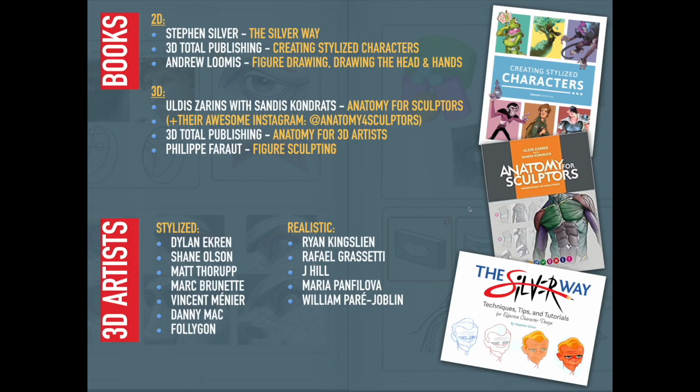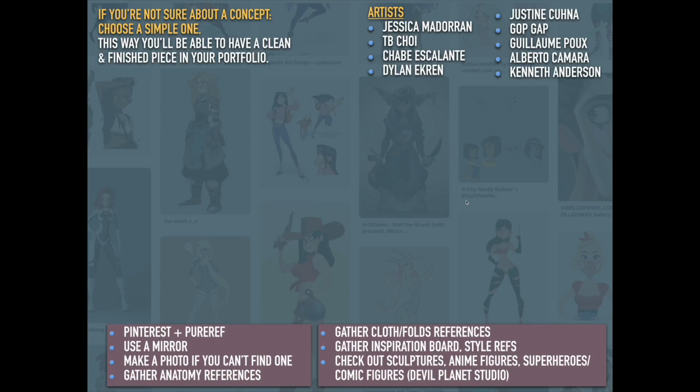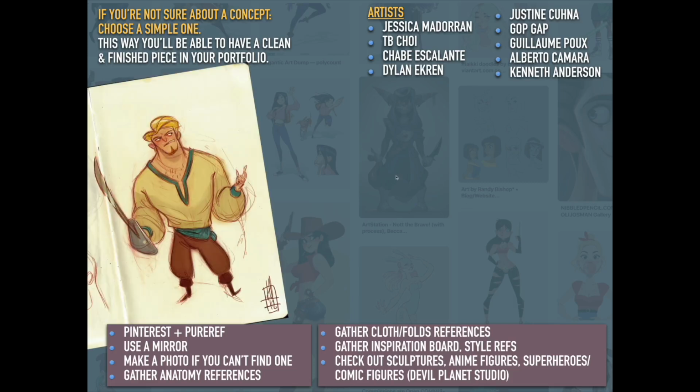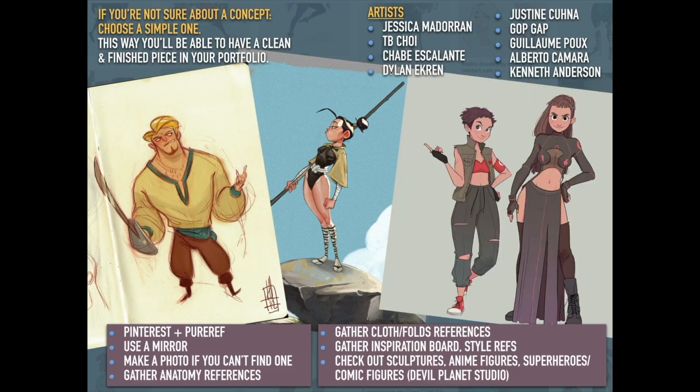And finally, a few words about choosing a concept and finding references for your work. So if you still haven't chosen a concept and you're not sure what to do, I would suggest you choose something simple that will be fun to sculpt, that has an interesting posture and line flow, and maybe has some interesting outfits that tell a story. So here's a short list of artists that create really cool character designs. Maybe you will find something there.